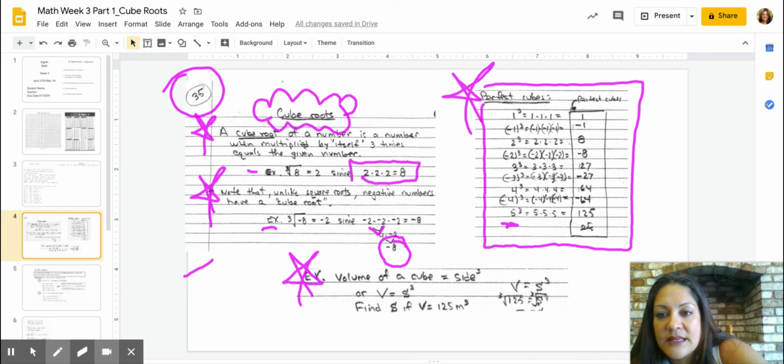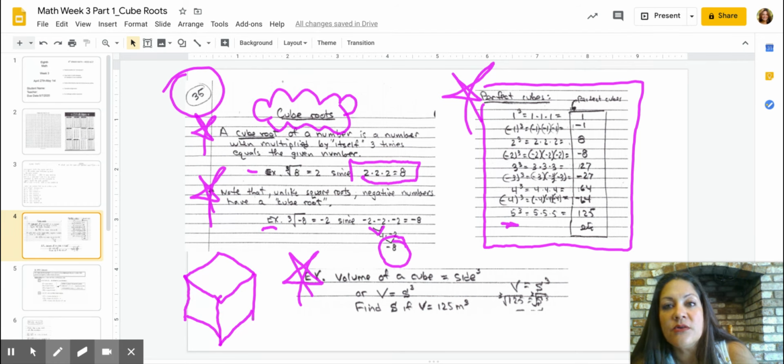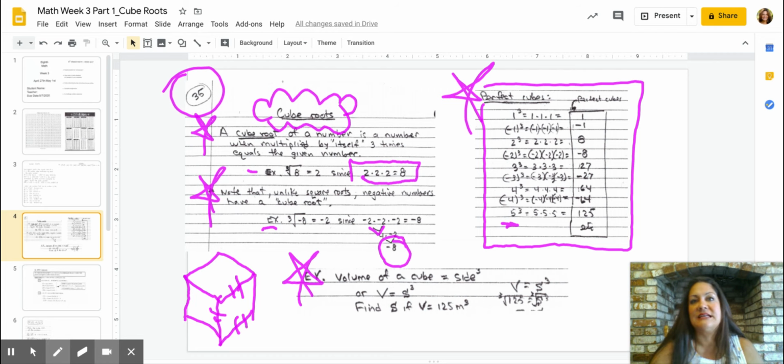Let's see if I can draw that over here. Okay, that's pretty good. So each of these sides are equal, and we can show that by doing these little marks here. So you can have side times side times side. And what that does is it gives you a face times the width, and that will give you the volume.